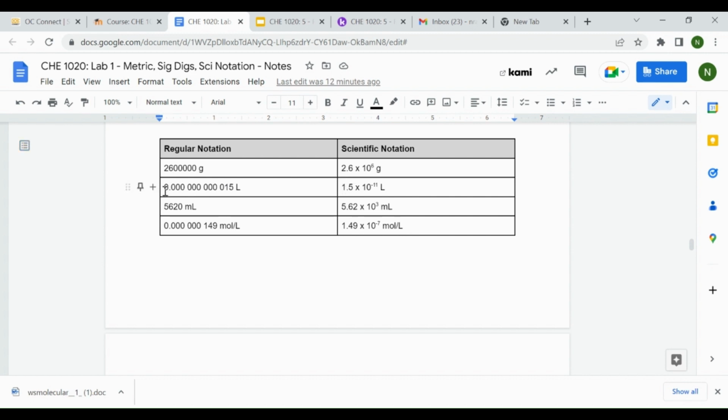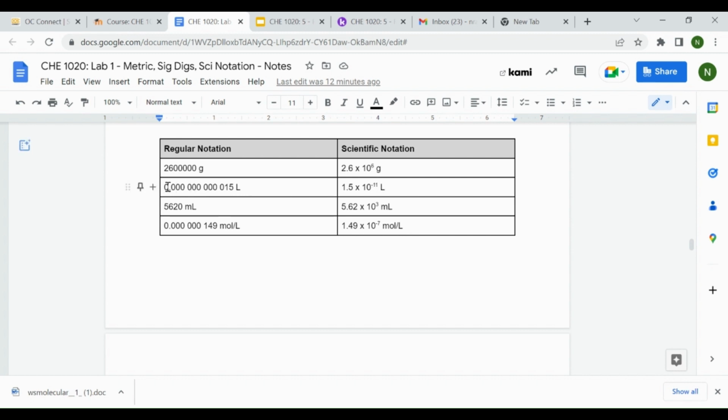Now you'll notice when I'm going from a really tiny number and shifting the decimal place, I end up with a much larger number. So if I wanted to take 1.5 and get this really tiny number back, I'd have to take the decimal place and move it 11 places to the left to get this number again. And that's why we've got 1.5 times 10 to the minus 11.